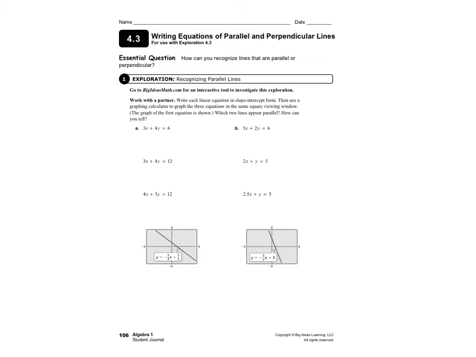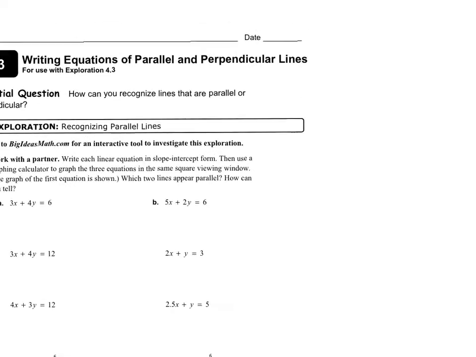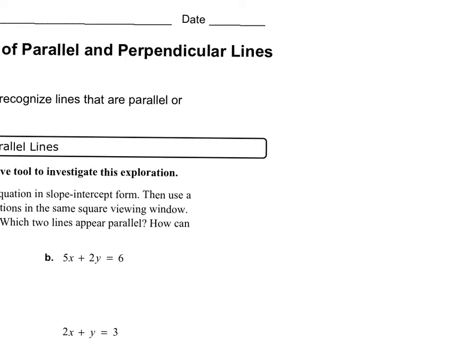Hello everybody, so we're writing equations of parallel and perpendicular lines. So how can you recognize lines that are parallel and perpendicular? Let's write some definitions real quick.